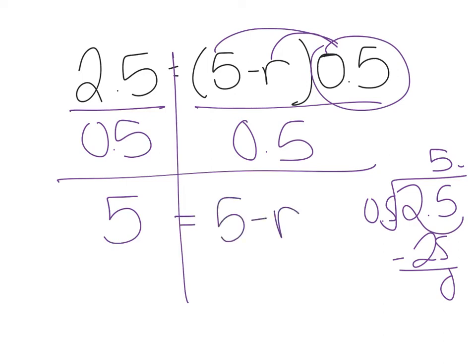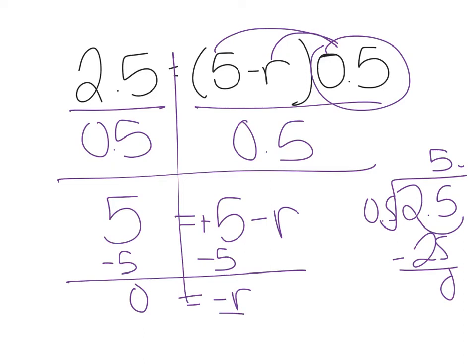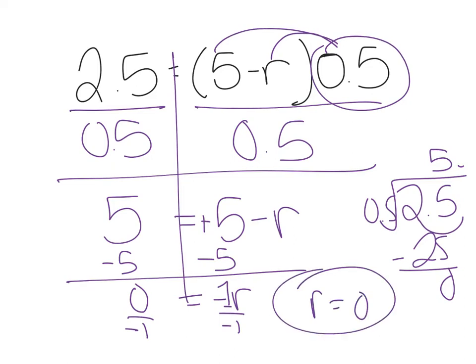5 minus r. Okay, so this is an interesting one. I really want you to watch this. Remember, technically this is a +5, so I'm going to subtract 5 from both sides. Then I get 0 equals -r. But we don't want r to be negative, so we divide both sides by -1, because really we have an invisible 1 here. It ends up that r just equals 0, but I really want you to remember that, because sometimes that may not be the case. If you ever end up with a negative variable at the end, that's really -1 times the variable, so you have to do the inverse, which would be division.